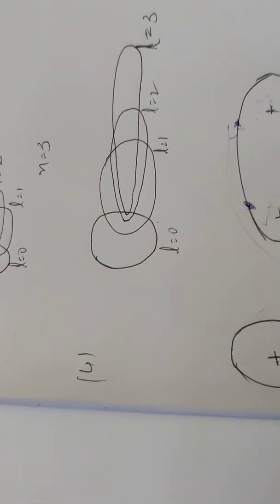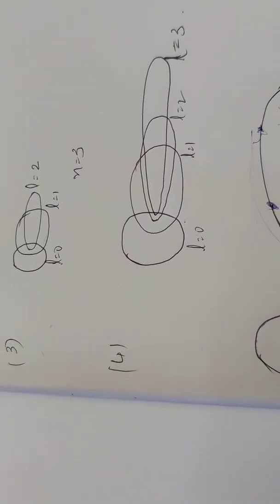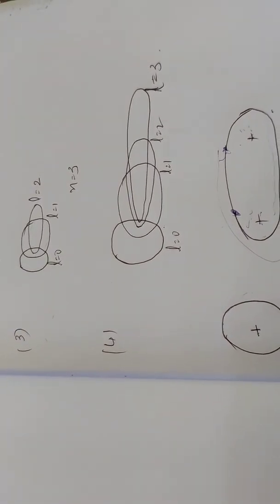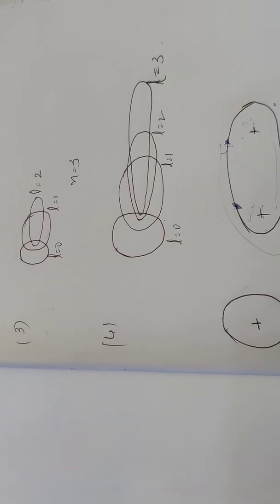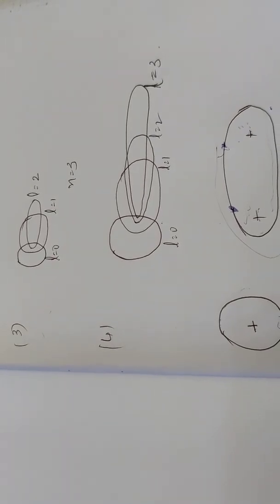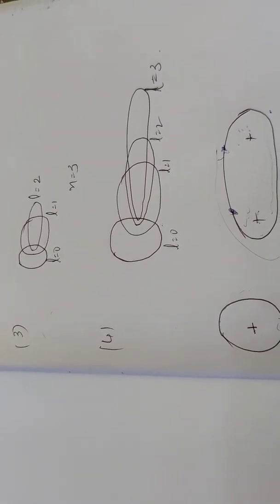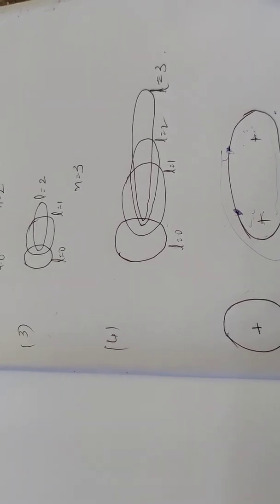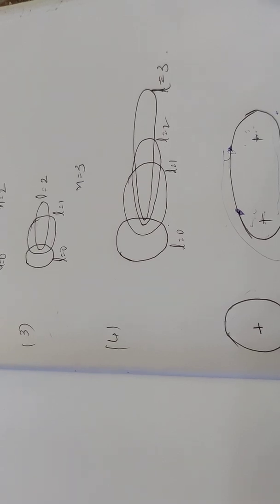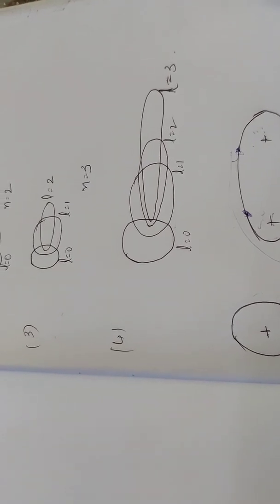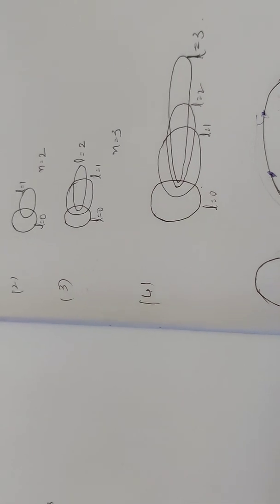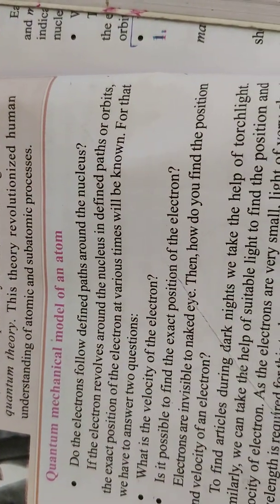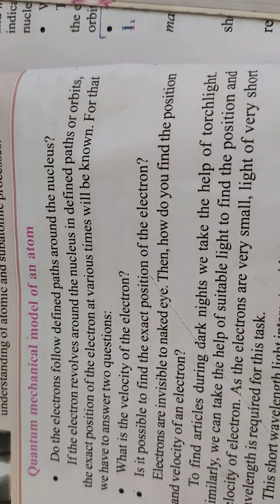By this theory, we did not get the complete structure of the atom. You just know about the stationary orbits and elliptical orbits, but we don't know exactly where the electrons are situated inside of an atom. To find out, there is one more theory that is known as the quantum mechanical model of an atom.